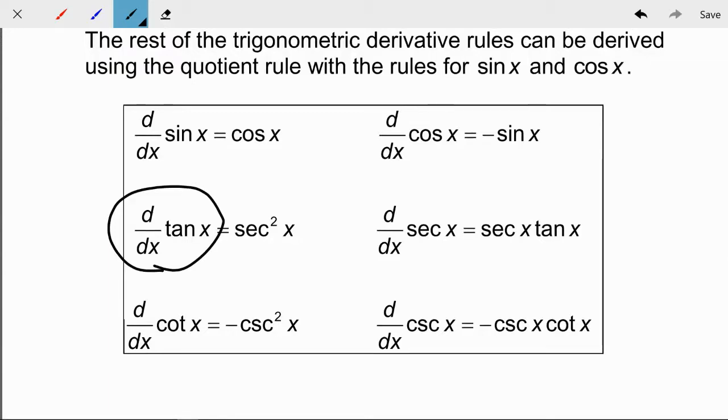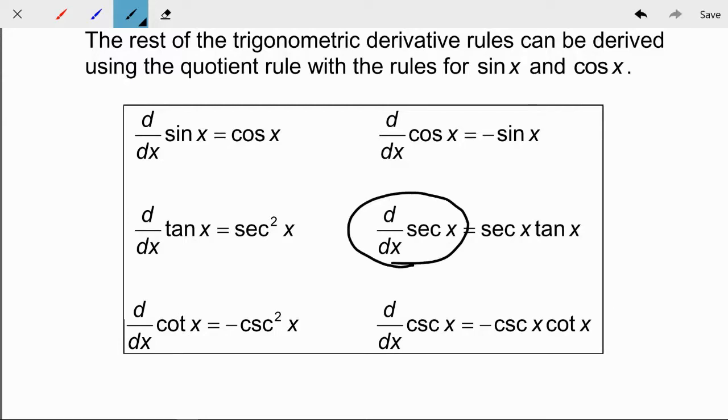Remember, tangent is the same as sine over cosine. So now I can go through, I can take the derivative using my quotient rule and then simplify it down, and I would find that the derivative of tangent is secant squared. Same thing with secant. This is 1 over cosine. I can use my quotient rule, take the derivative, simplify, and you'll see that the derivative of secant is secant x tangent x. Derivative of cotangent is negative cosecant squared, and the derivative of cosecant is negative cosecant cotangent.